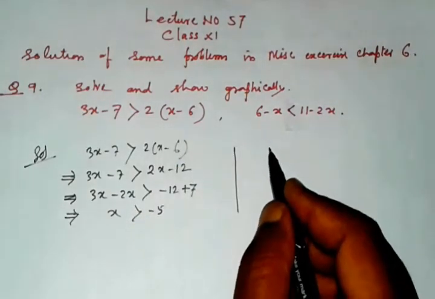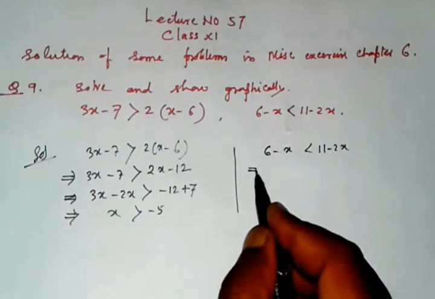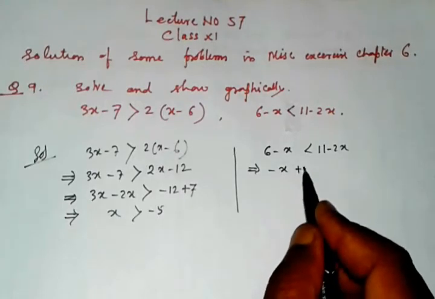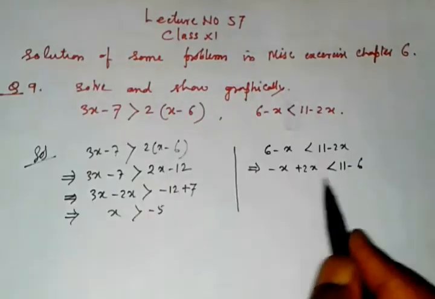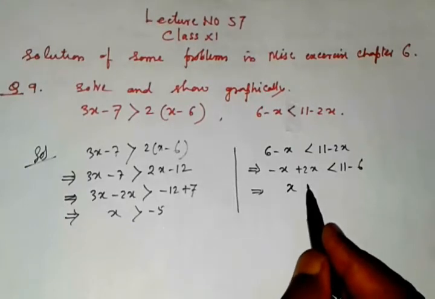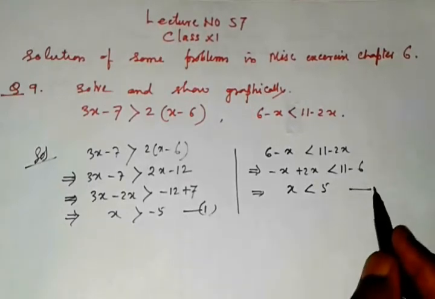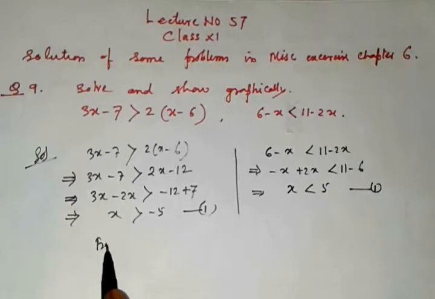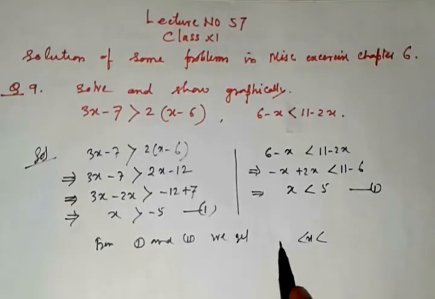inequation. For the second inequation, it is 6 minus x less than 11 minus 2x. This implies minus x plus 2x, that is minus x here plus 2x, less than 11 minus 6. This is just like an equation: x less than 5. This is 1 and this is 2. From 1 and 2 we get minus 5 less than x less than 5.